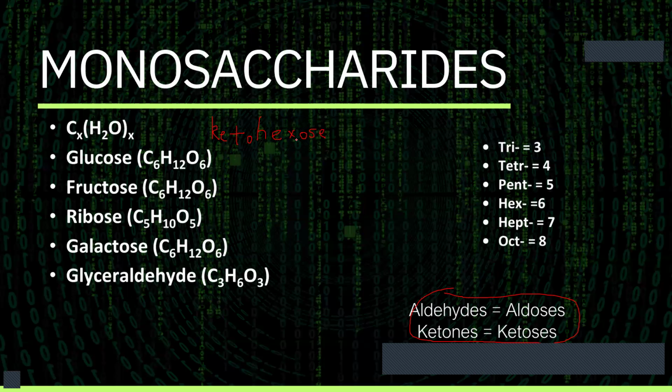So if you were to see this word, what I'd want you to do is kind of start from the end and say, okay, well, OSE, it's a sugar. Hex, it's a sugar with six carbons. Keto, it's a six carbon sugar with a ketone functional group. Same thing goes for aldotetrose. You can decipher a little piece of information from all of these names.